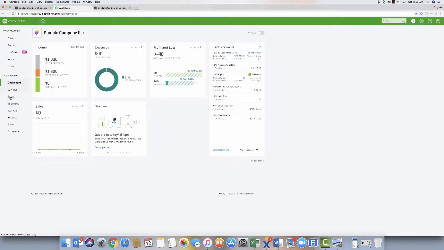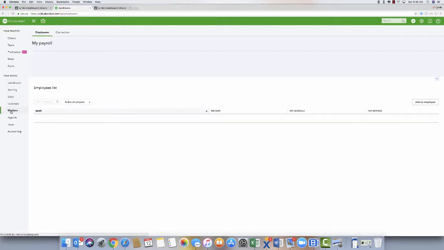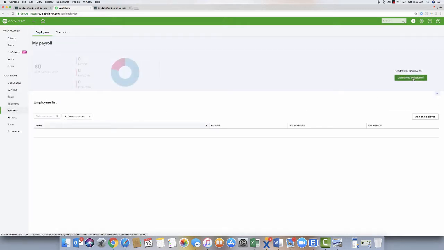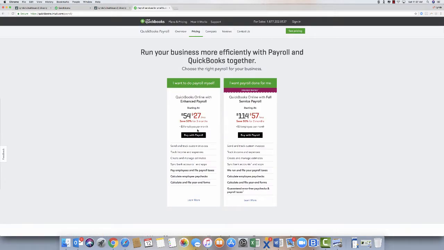To start payroll, you would log into Workers. This is a QBOA type of company file, so most people won't have all this up here. Come into Workers, and then you'd get started with payroll. So here are the payroll services that are built into QuickBooks Online. You've got the enhanced version.